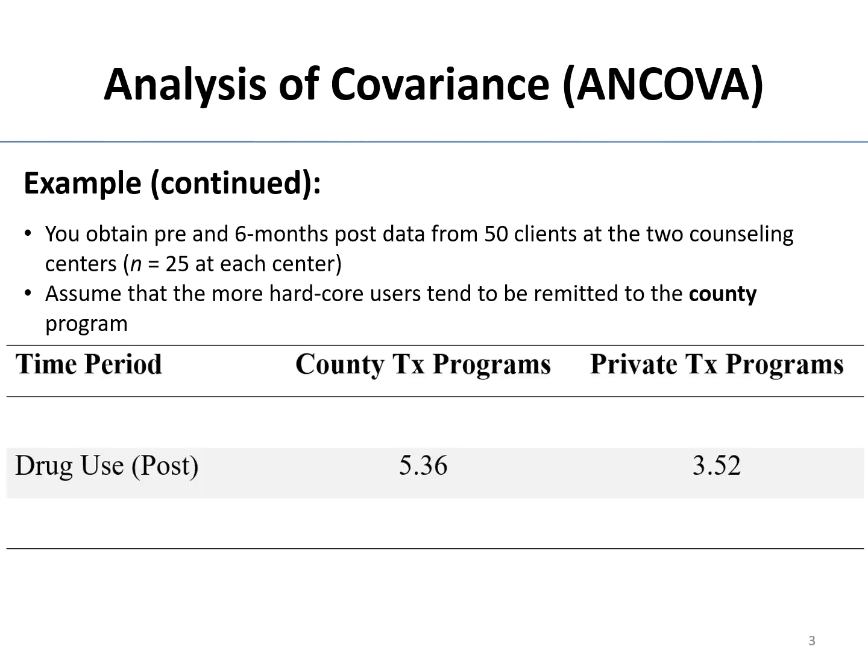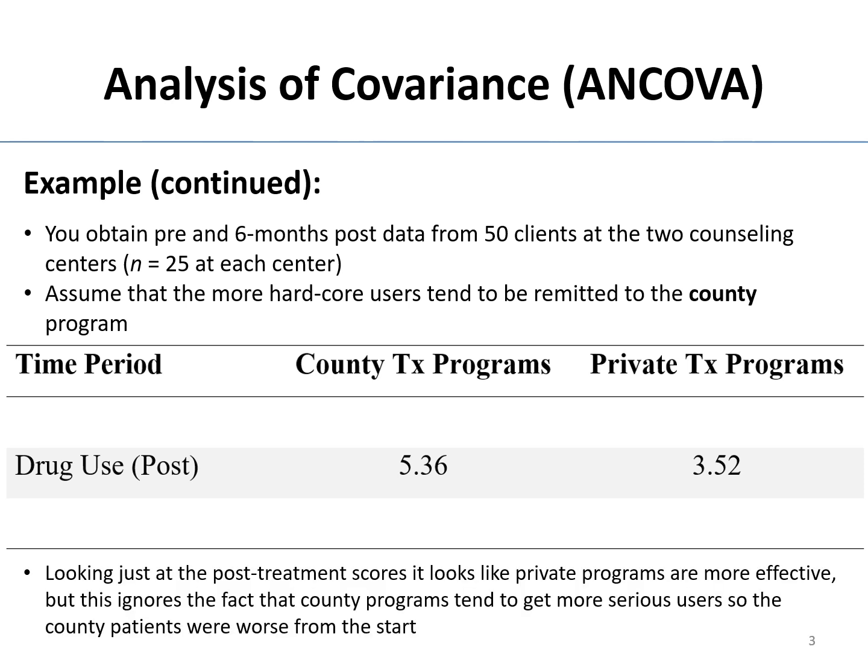So let's say these are the post-treatment means that you get in drug usage. Again, a higher number indicates more drug usage. Looking at this, post-drug usage, the county treatment programs are 5.36, private treatment programs are 3.52. Sure looks like the county programs aren't as effective as the private programs. Their mean drug use is higher after treatment.